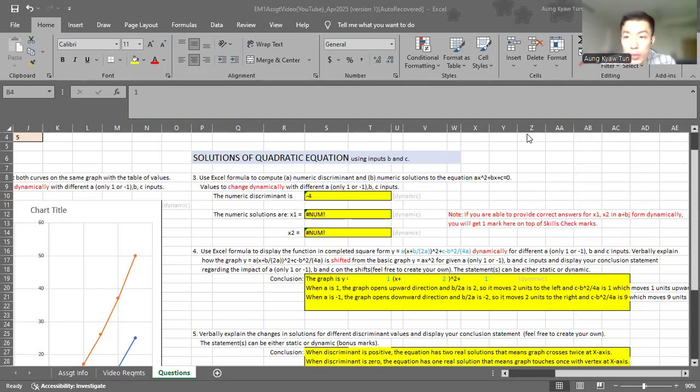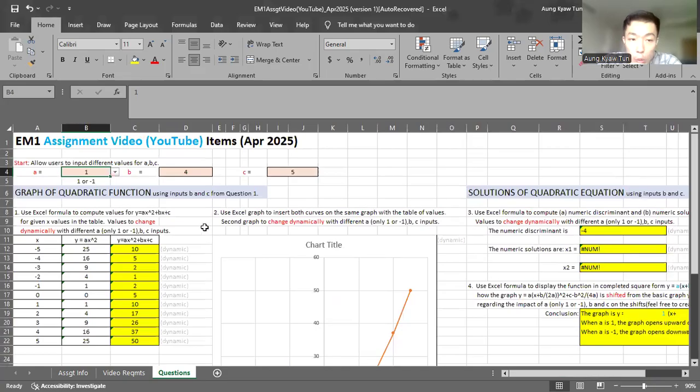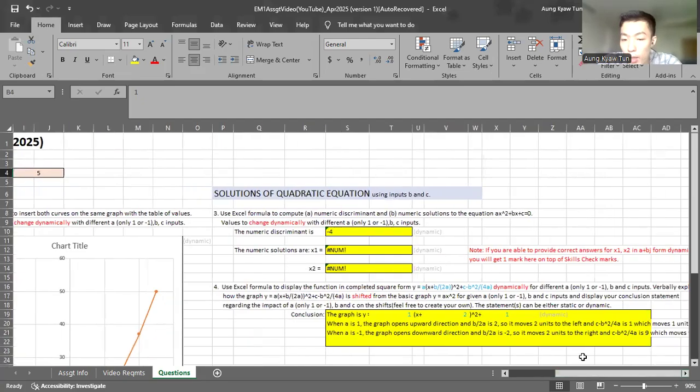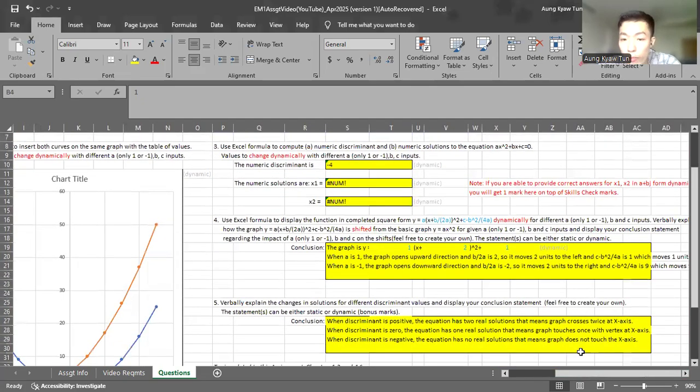For question number 4, I want to explain how the new graph shifted from the basic graph y equal to a squared. When a is equal to positive 1, the graph opens in our direction, b by 2a is equal to 2, so the graph moves 2 units horizontally to the right. For c minus b squared by 4 is equal to 1, so it moves 1 unit outward vertically.